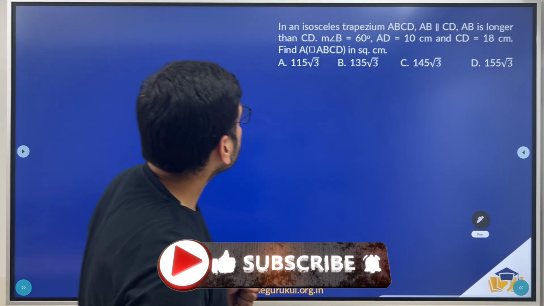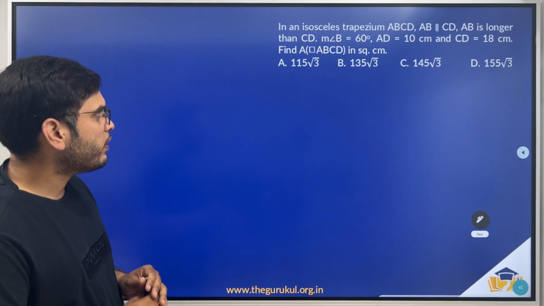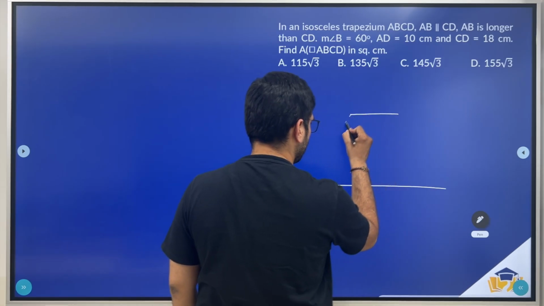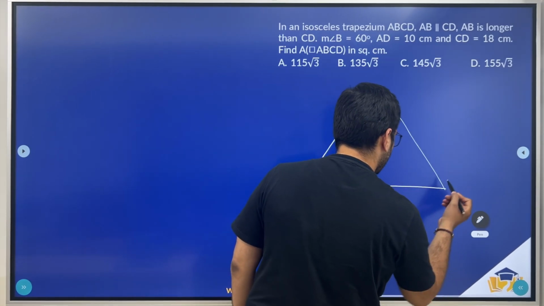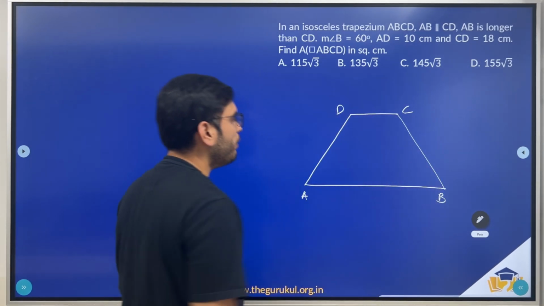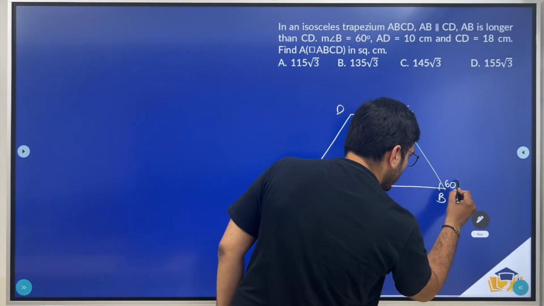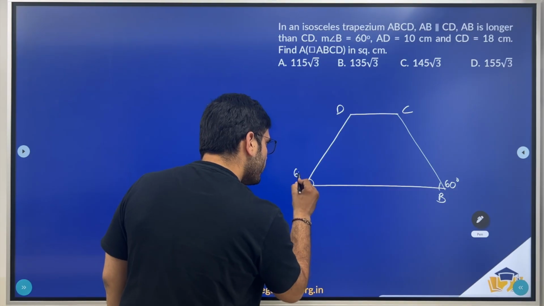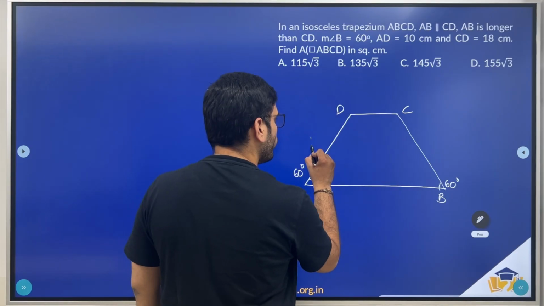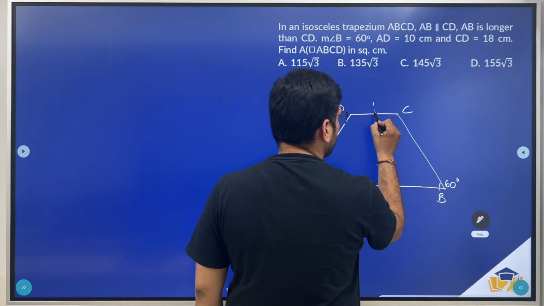Now coming to the last question. In an isosceles trapezium ABCD, AB is parallel to CD, and AB is longer than CD. Okay, so we have an isosceles trapezium ABCD. Angle B is 60 degrees. Now if this is 60 degrees, this will also be 60 degrees, right? Now AD is equal to 10 centimeters, and CD is equal to 18.